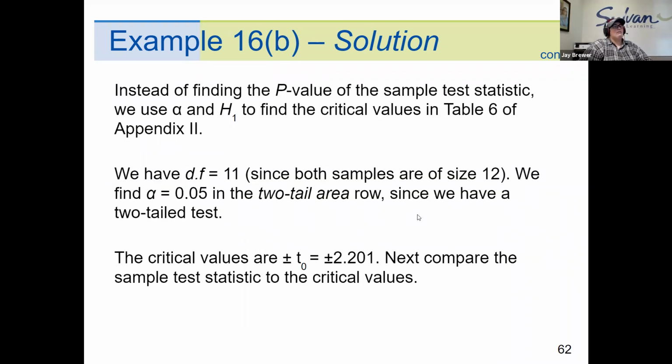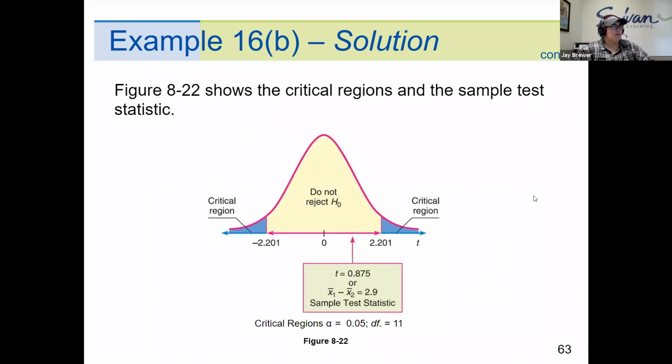Instead of finding the p-value for the sample test statistic, using alpha and H1 we find the critical values in Table 6 of Appendix 2. So we have degrees of freedom equal to 11 since both sample sizes were 12. We have an alpha of 0.05. So we find critical values are plus or minus 2.201.